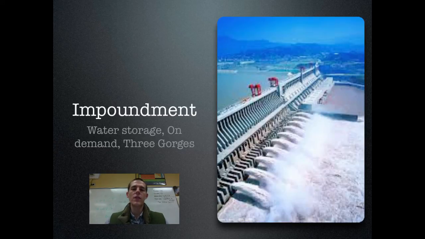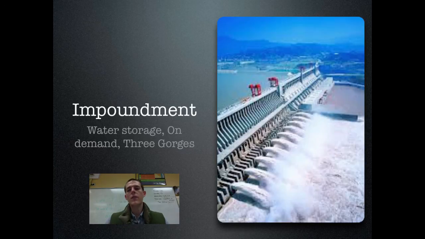You are not bound to seasonal rises and falls in the river or anything like that. You store your water when you need water. When you need more electricity, you open the flow gates more. When you need less electricity, you close the flow gates down. So you got a lot of regulation on it.